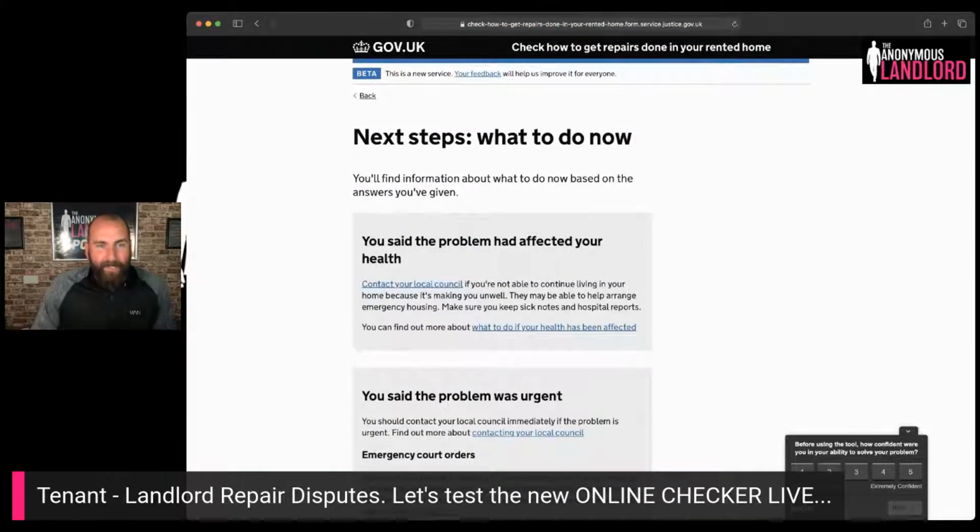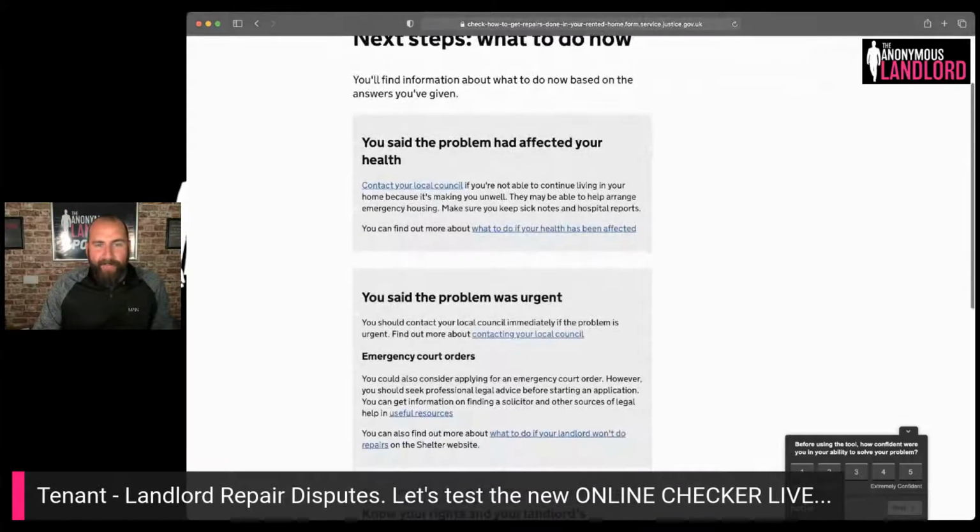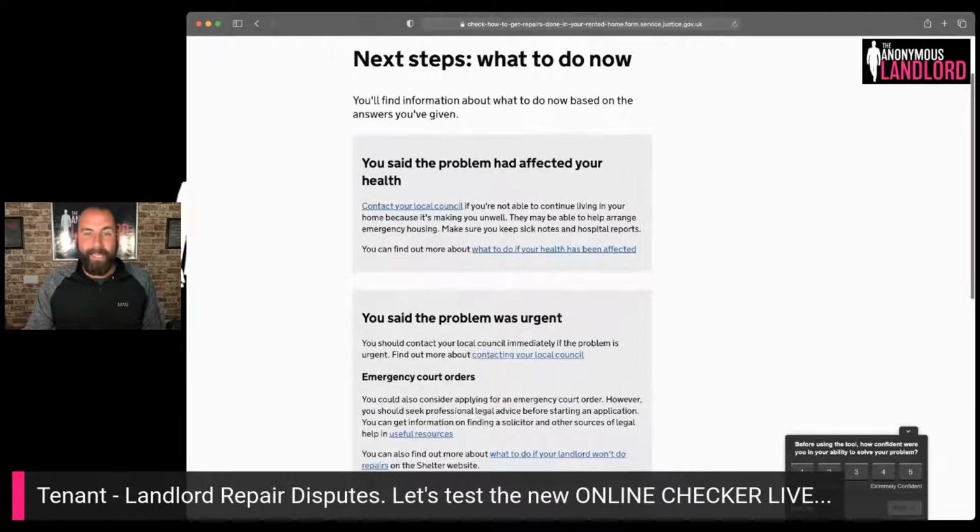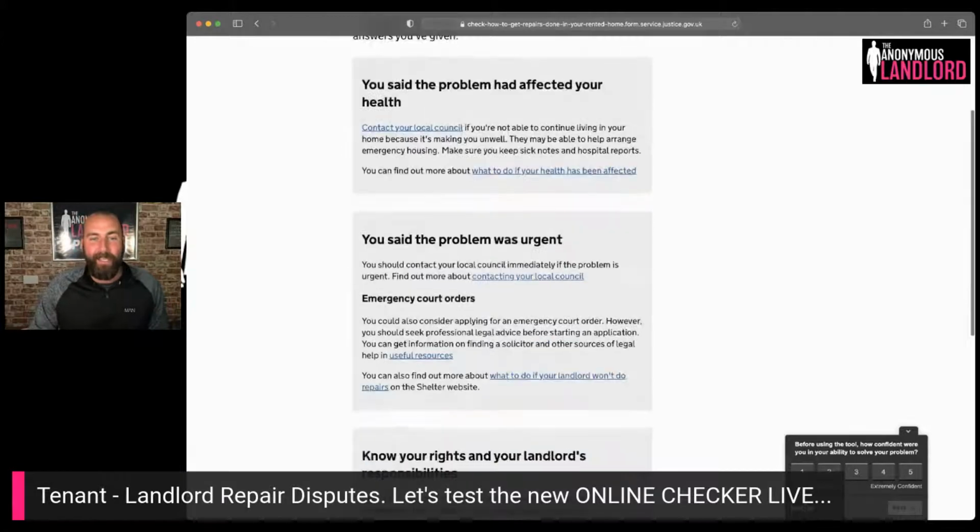Right. You said the problem had affected your health. Contact your local council. Okay, so that seems to be a bit of a trend here. If you're not able to continue living in your home because it's making you unwell, they may be able to help you arrange emergency housing. Make sure you keep sick notes and hospital reports. Quick warning, if the council provide emergency housing, guess who's going to pay for that? You, I expect. If the problem is your responsibility, it's going to be you.